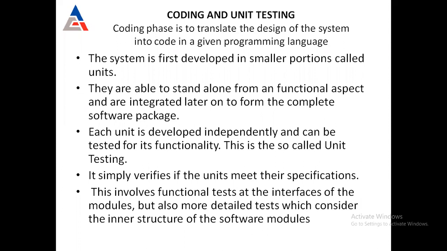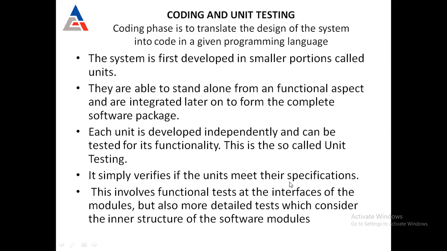So the system is first developed in small portions called units. These are able to stand alone from a functional aspect and are integrated later to form a complete software. Each unit is developed independently and can be tested for its functions. This is called unit testing. It simply verifies if the unit meets the specification or not.